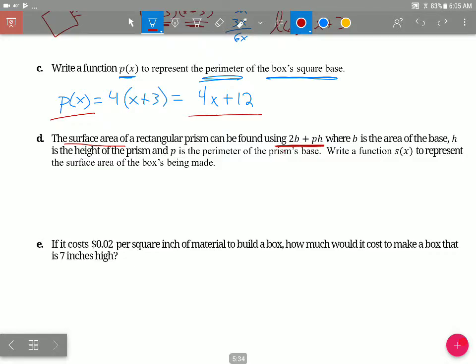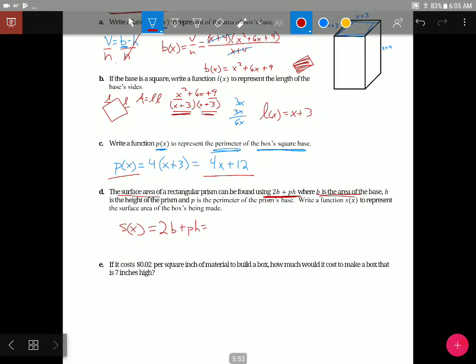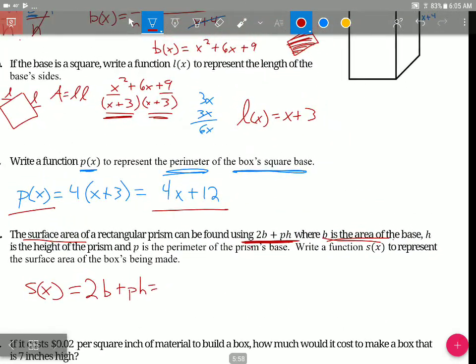So the surface area, they want to write S of x. Well, the function of a surface area, we give it to you right there: 2B plus PH. Well, 2B, they say B is the area of the base. So let's go up here to the area of the base. That is x squared plus 6x plus 9. So that's twice x squared plus 6x plus 9. All right, plus P times H.